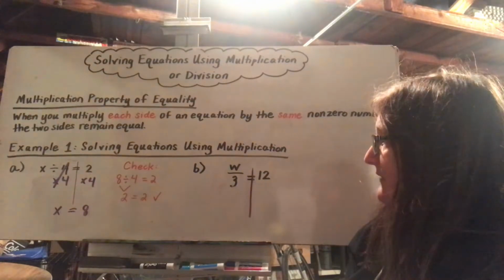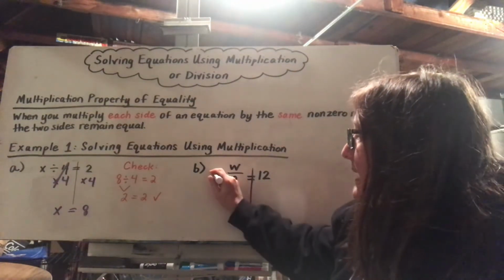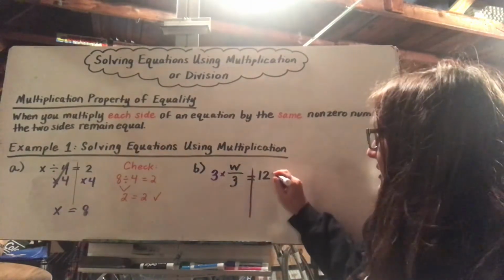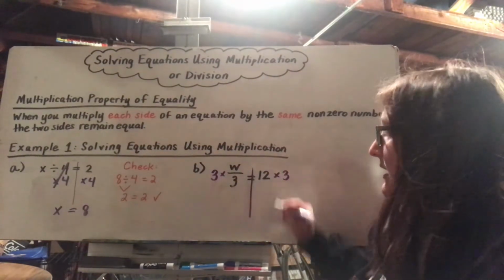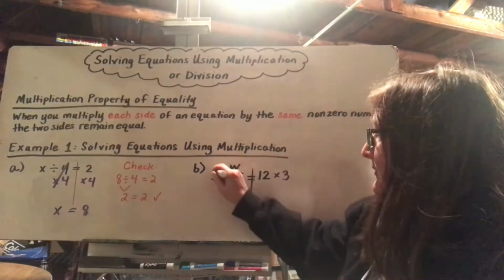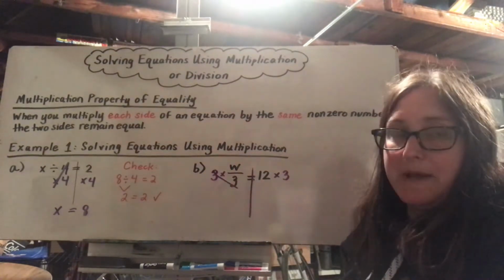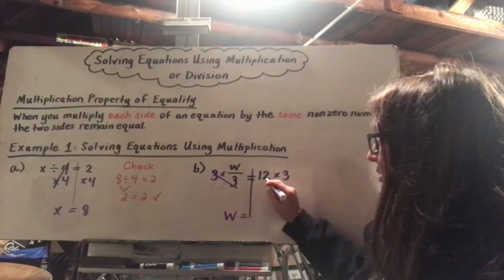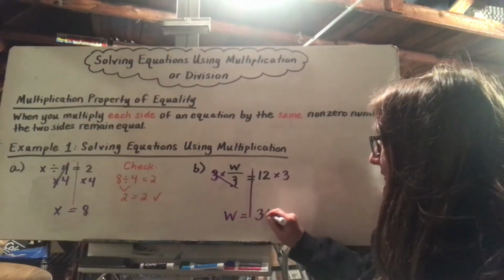To get rid of the divide by 3, I'm going to do the opposite. I'm going to multiply by 3. Whatever I do on this side, I also have to do over here. I want to show that with my work. Here, multiplying and dividing by 3 cancel out, and I'm left with w. And over here, 12 times 3 gives me 36.